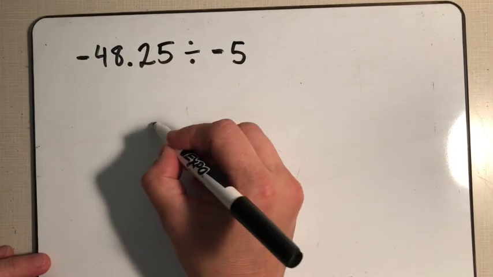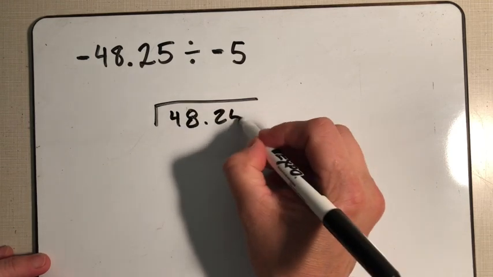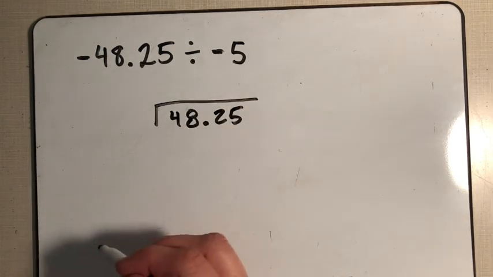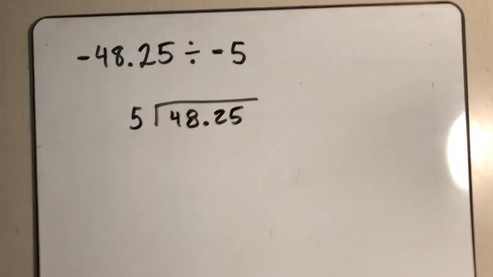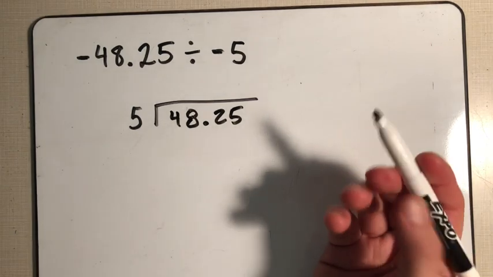The first number always goes under the division bar. It doesn't matter if it's the bigger number or the smaller number. The first number always goes under the division bar, and then the second number goes out front. So I'm going to divide 5 into 48.25, and again, you can think money.